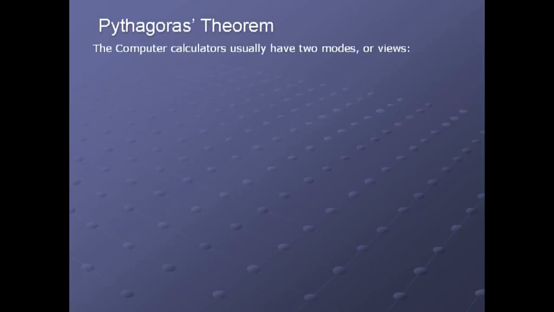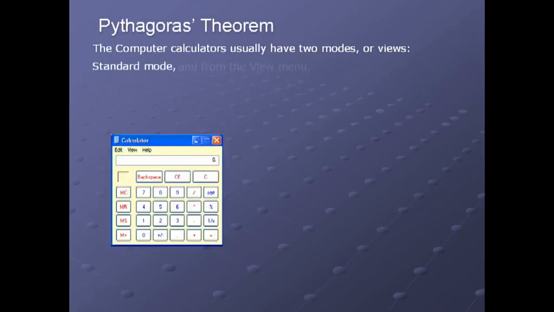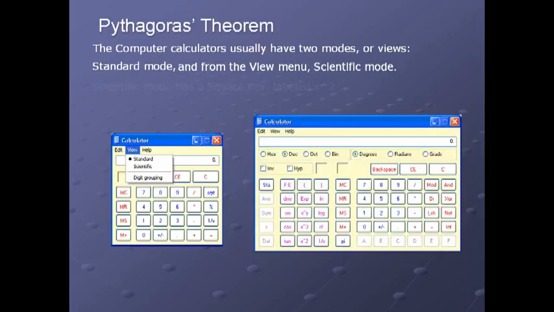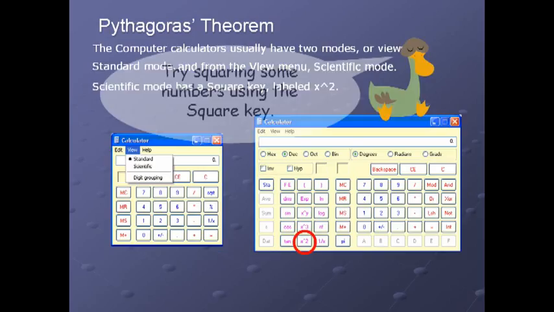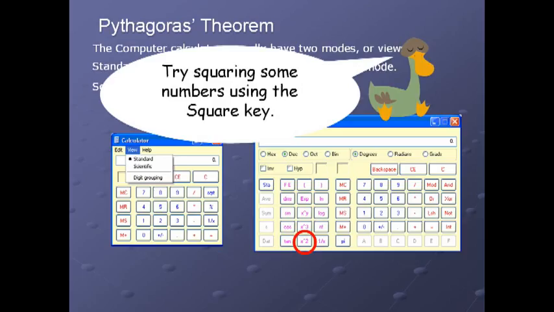The computer calculators usually have two modes or views: standard mode, and from the view menu, scientific mode. Scientific mode has a square key labelled x to the power of 2. Try squaring some numbers using the square key.